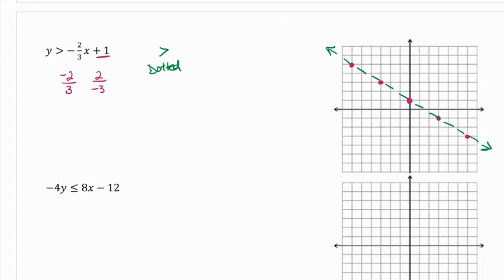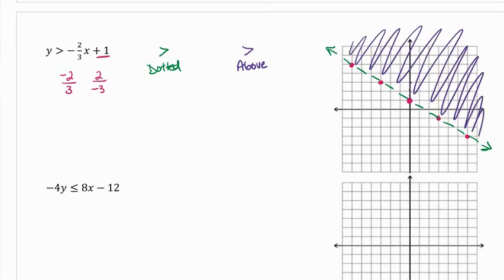Okay, so let's shade next. Since it's a greater than symbol, I didn't have to do any dividing to change my sign. If it's greater than, I want to shade above the line. So again, go to your y-intercept, go above. I want to shade above this line right there. And all of those points inside of that shaded area are solutions to that equation.